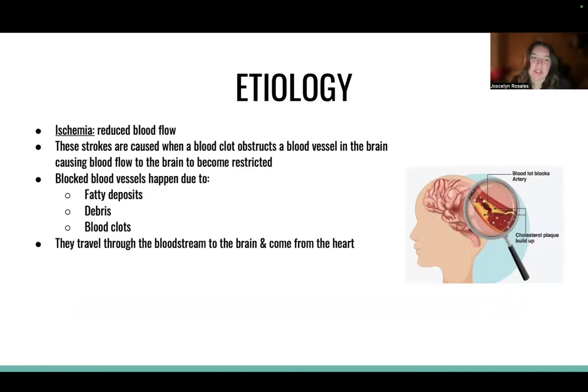So, etiology of strokes, mainly ischemic strokes. Ischemia means reduced blood flow, and that's where ischemic comes from. These strokes are caused when a blood clot obstructs a blood vessel in the brain, which causes the blood flow to the brain to become restricted or stopped completely. These blocked blood vessels happen due to fatty deposits, debris, or even other blood clots, and they travel through the bloodstream to the brain, and most of the time they come from the heart. In the picture, you can see the blocked artery and the cholesterol buildup, which causes the blood clots to get dislodged in there.